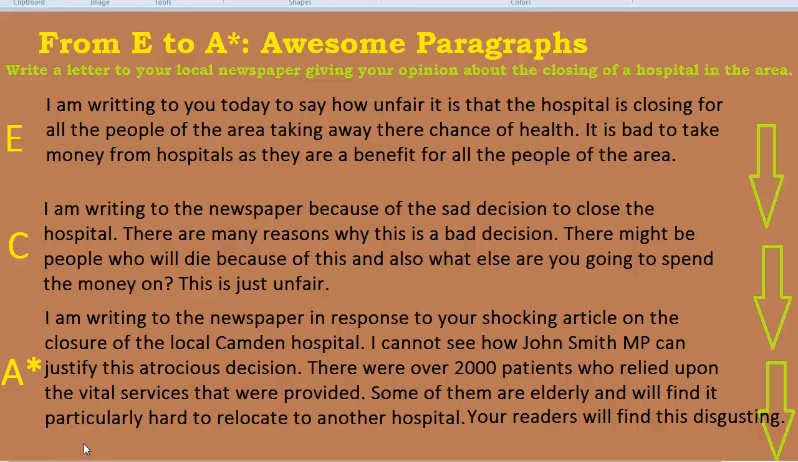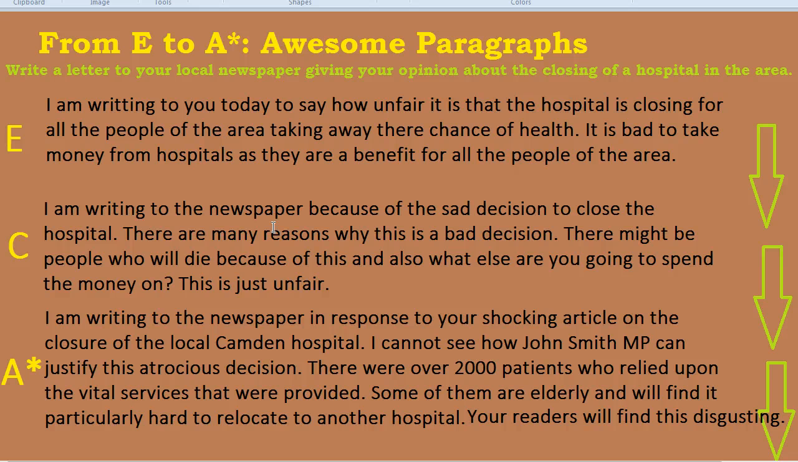In just 10 minutes, I'm going to show you how to go from writing E-grade sentences to A-star grade sentences. And my analogy is of a house. Some houses are quite untidy, and this E-grade paragraph is a very untidy house. Some houses are tidy, but they're a bit boring. There's not much stuff inside them. That would be a C-grade paragraph.